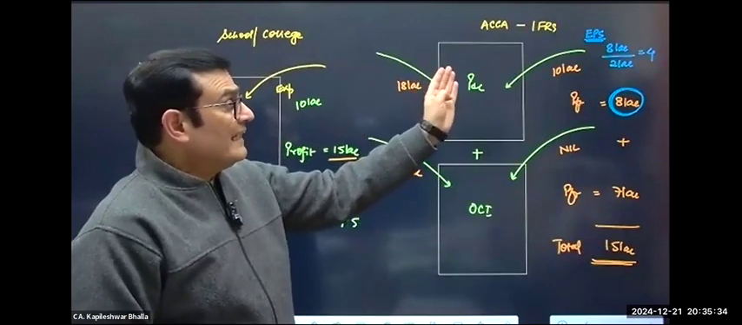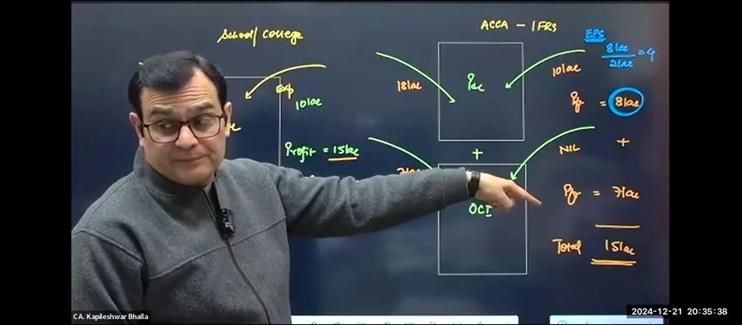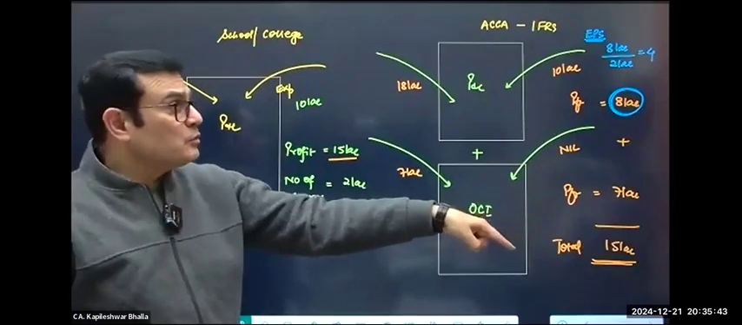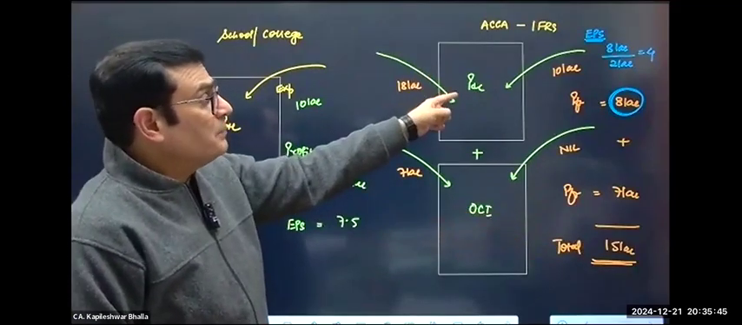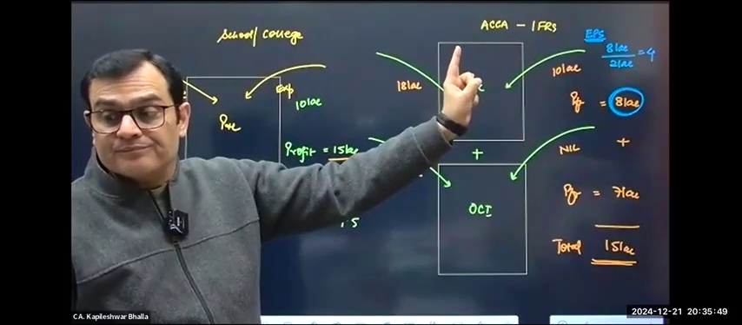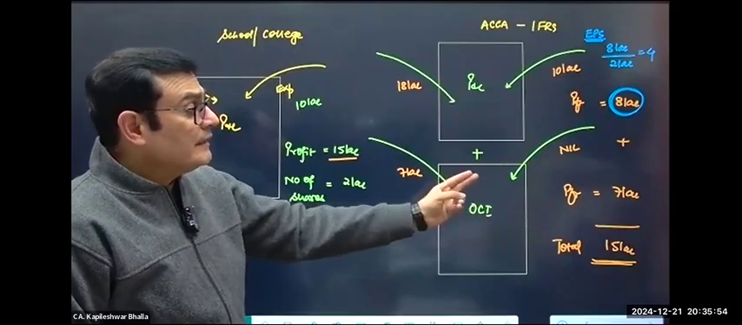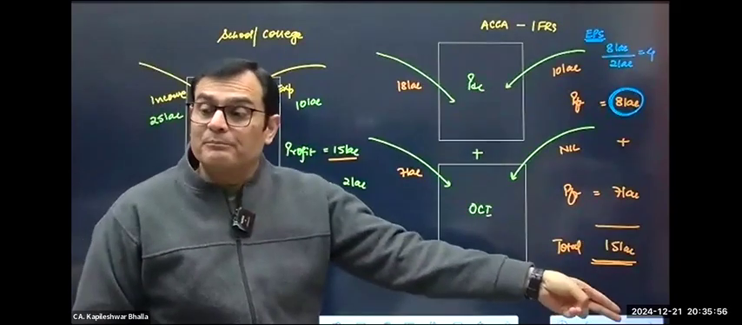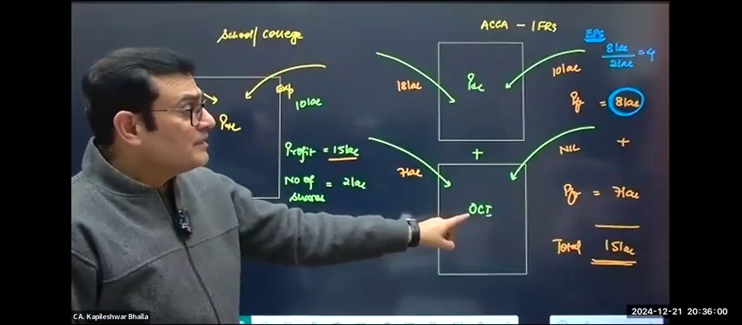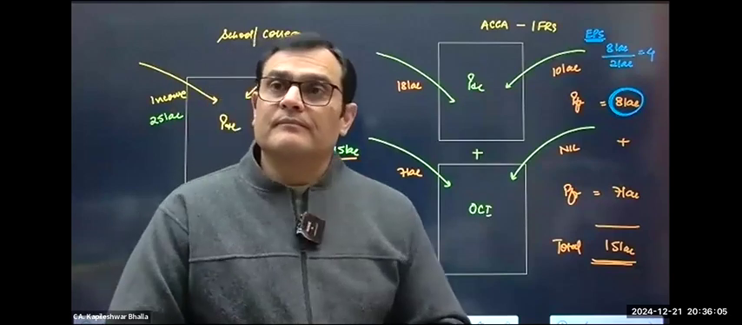Let me put it again. What enters in the P&L, is it impacting the total profits of the company? Yes, of course it is. Next question: what is entering in the P&L, is it impacting the EPS of the company? Yes. Third, what is entered in the OCI, is it impacting the profits of the company? Yes. But what is entering in the OCI, is it impacting the EPS of the company? No.